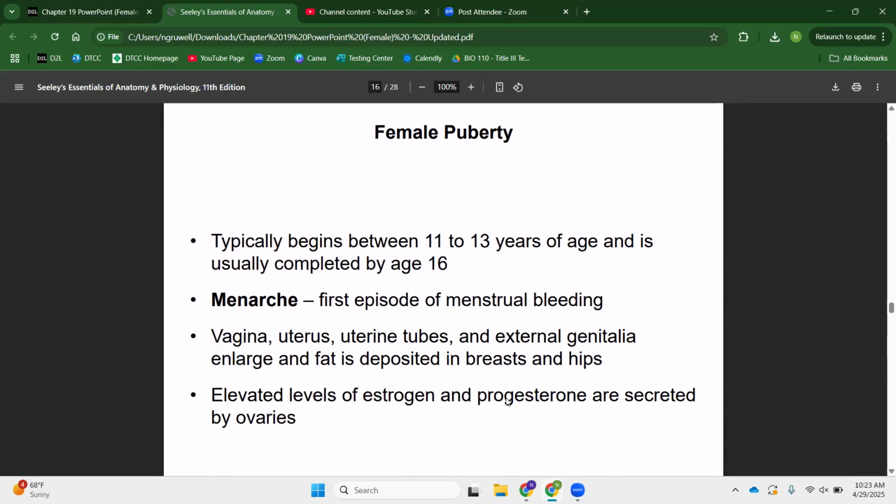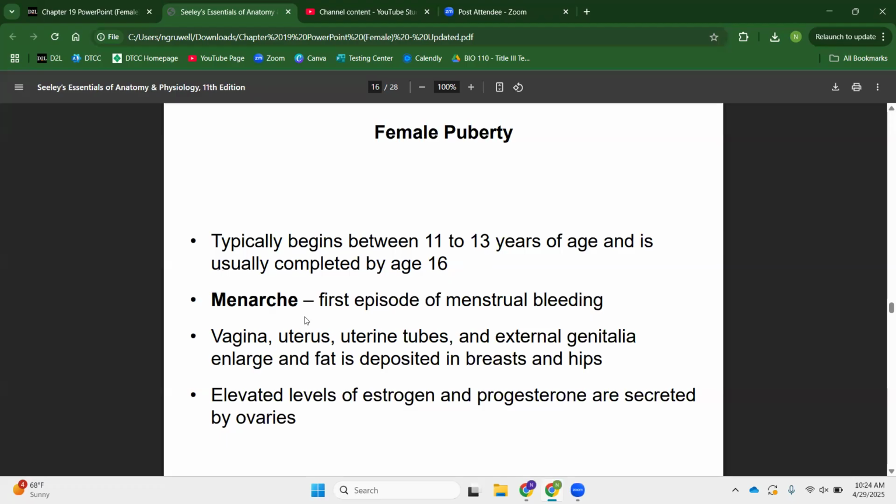All right, female puberty is usually a little bit earlier onset and finishes more quickly than male puberty. So average onset is anywhere from 11 to 13 and oftentimes is completed by age 16. Now, that doesn't mean you're not going to get taller or other growth factors are not going to continue, but true puberty is usually completed around age 16. This term, menarche, is the first episode of menstrual bleeding. So that is what kind of characterizes the onset of puberty in the females.